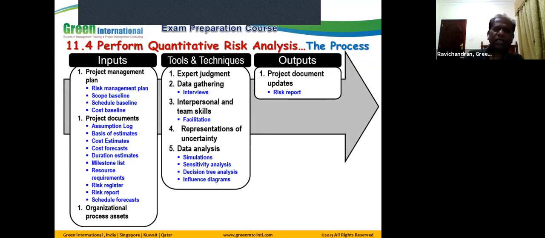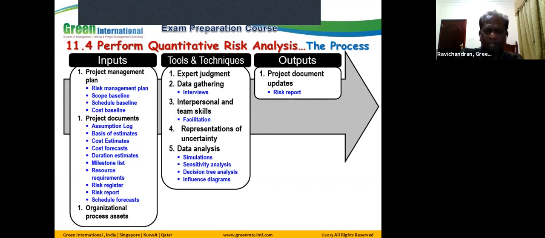Look at the tools and techniques available for us: expert judgment. Of course, we cannot quantify each risk ourselves. You may need to utilize various experts. Data gathering techniques, again the interview technique. Interpersonal and team skills, again facilitation techniques. We are facilitating the team members and experts to sit together and determine the quantitative impact of each risk on the various objectives of the project.